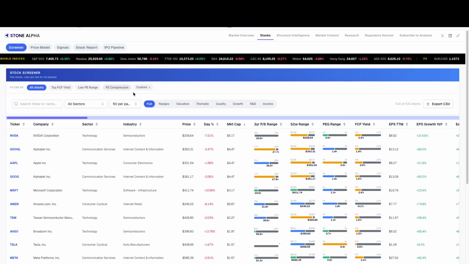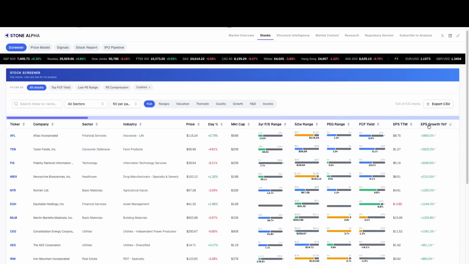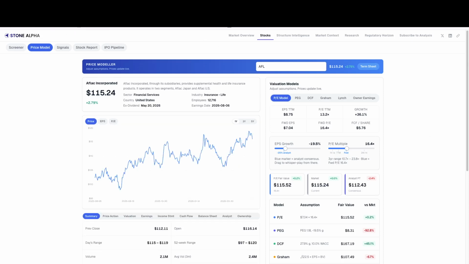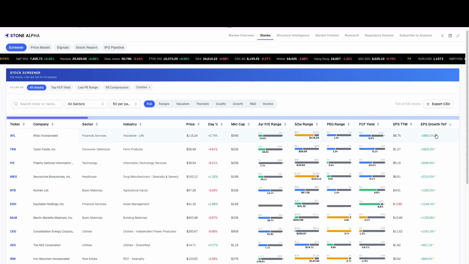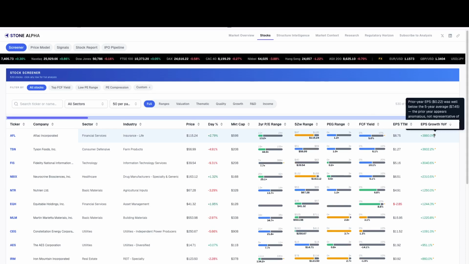let me go back to the screener. Let me show you this. Look, EPS growth, right? 3,860%. Now, if you fed this into AI and AI is returning something with that kind of growth, how do you know instantly that there may be anomalies in this? So we cover that here by commenting that the prior year was 0.22, well below the 5-year average. So there was some kind of anomaly there that we need to take care of. So we're accounting for that.